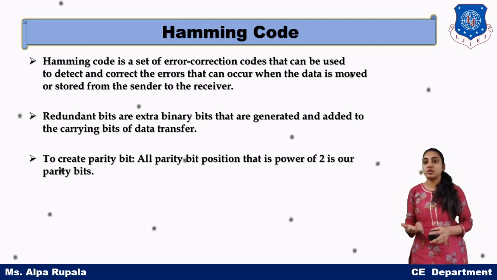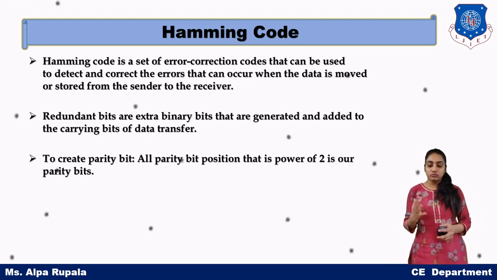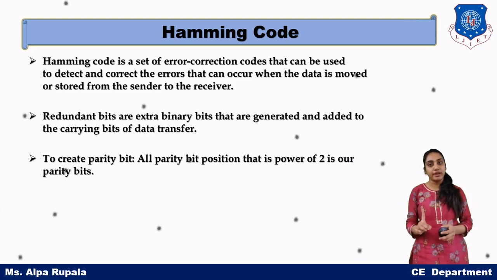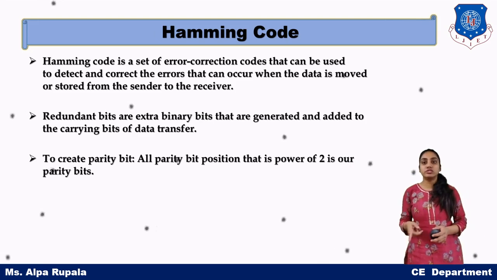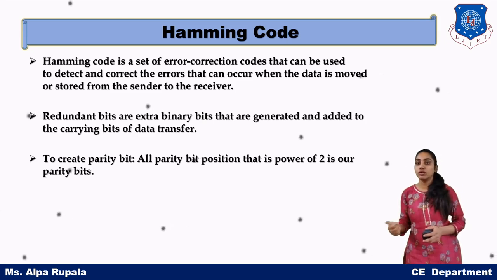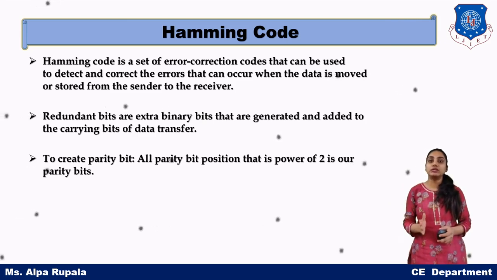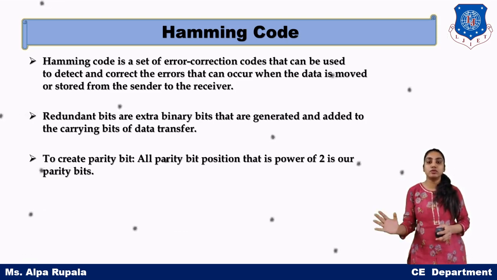The parity bits must be in positions of the form 2^n. What will be the 2^n form? 2^0 is 1, so the first bit will be a parity bit. Then 2^1 is 2, so the second bit will be a parity bit. Then 2^2 is 4, so the fourth bit will be a parity bit. Then 2^3 is 8, so the eighth bit will be a parity bit. All the bits other than these powers of 2 will be the data bits.